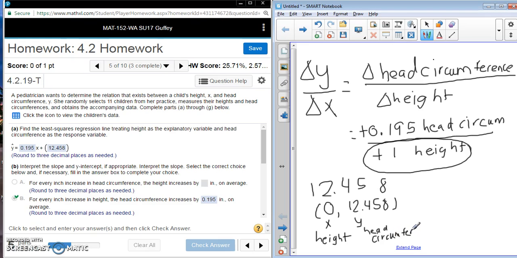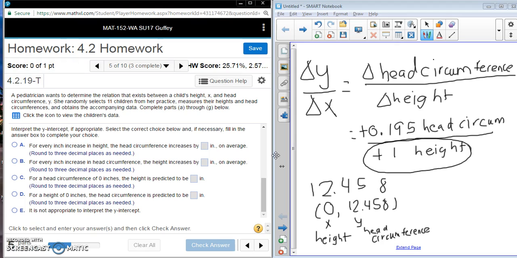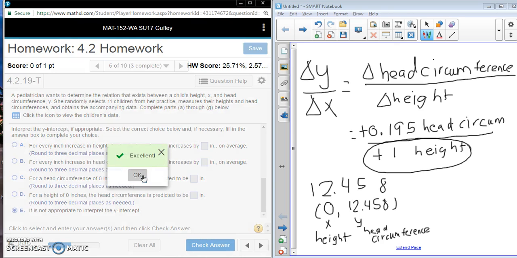So height of 0. Does it make sense? That's what we have to ask ourselves. To have a height of 0 and a head circumference of something, right? So this would say at a height of 0, we have this head circumference. But does that make sense, right? So that's the thing we always have to ask ourselves. In this case, it doesn't. So it's not appropriate to interpret the y-intercept.